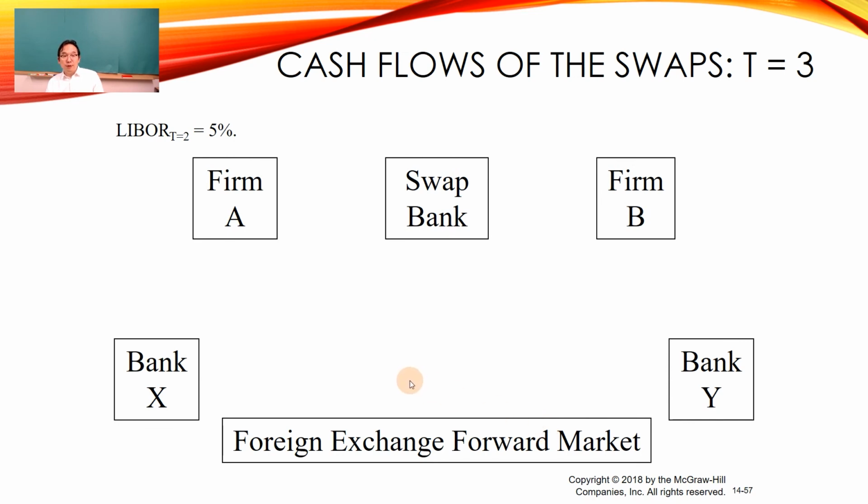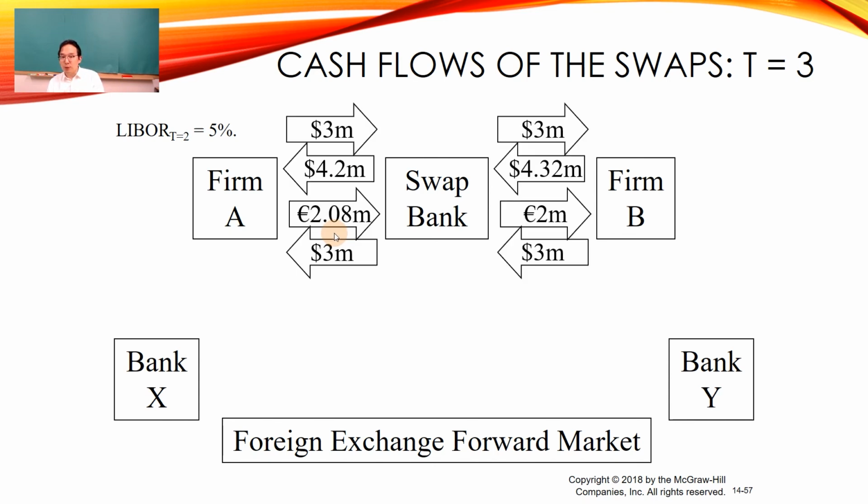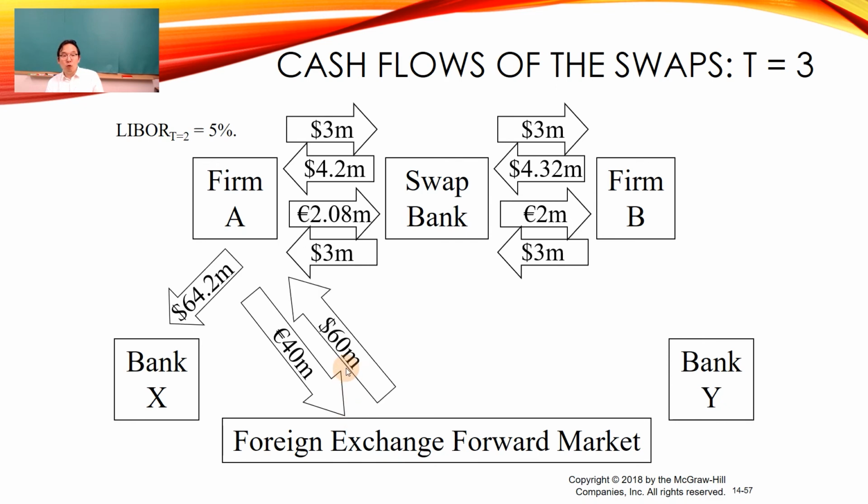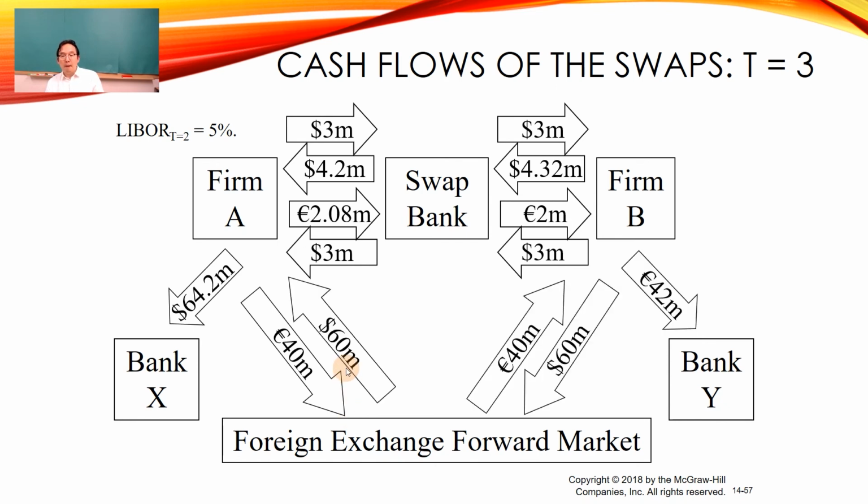Now, year three. Let's suppose the LIBOR rate increased to 5% at the end of year two, so in the third year your LIBOR rate is fixed at 5%. And then the swap transactions happen this way. At the end of year three, you have to repay the 40 million euro for firm A, and the $60 million for company B. Did I say 40 million? 60 million, right?